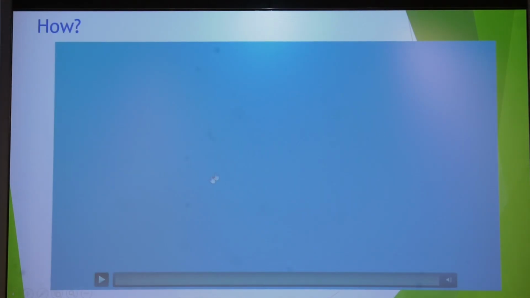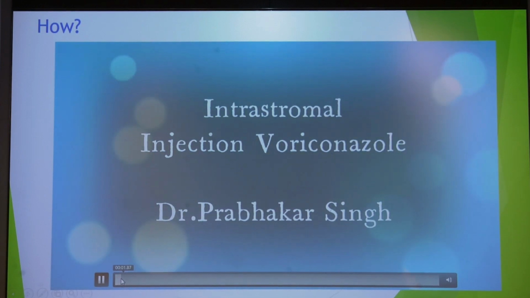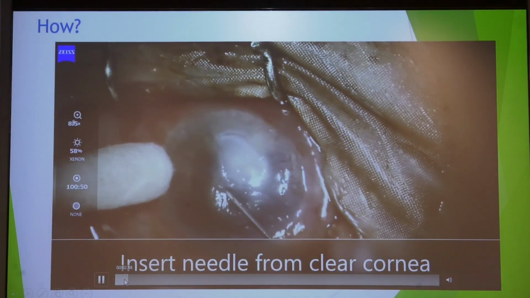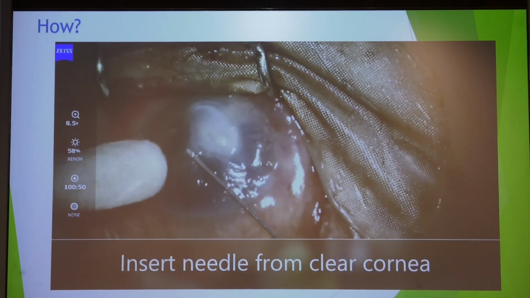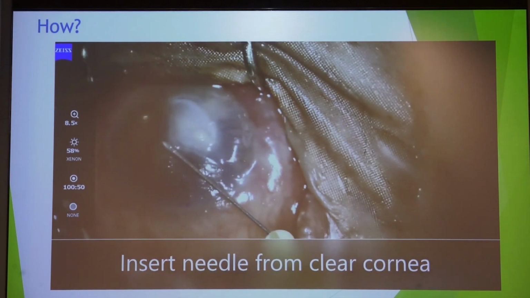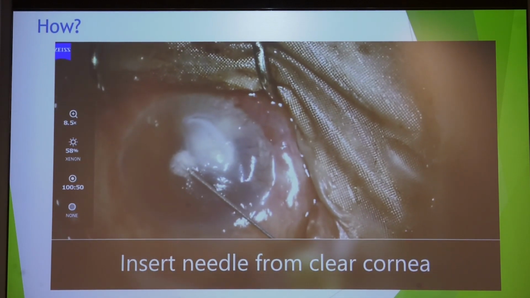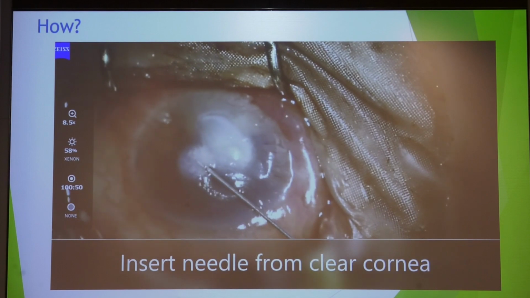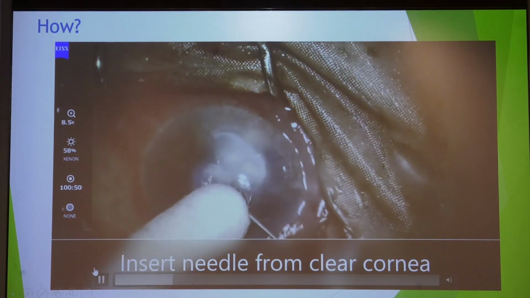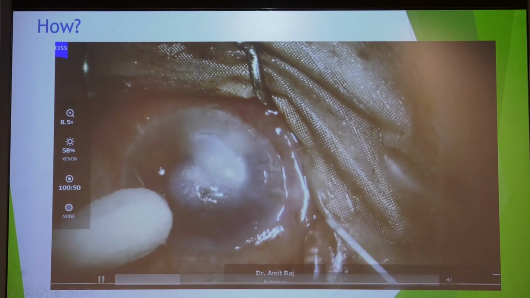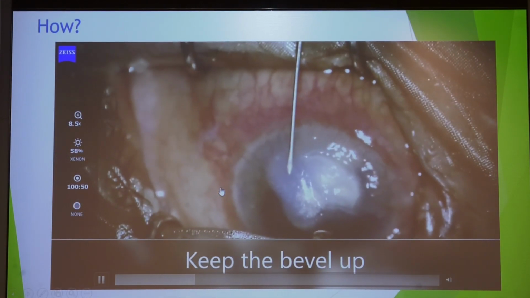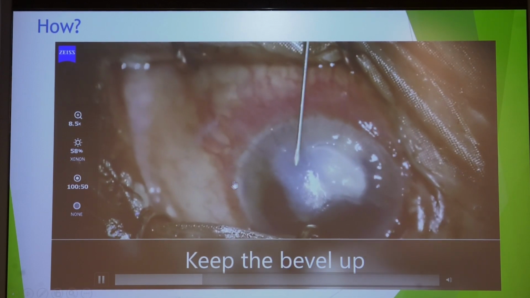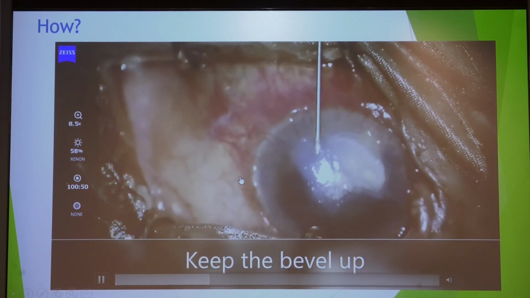So here is a short video that I would like to show you of how to give intrastromal voriconazole. Always remember that you have to be a little away from the infiltrate and start from the clear cornea and try to inject. Here you will see that initially there is some air which was in the needle, and subsequently you can see a zone of hydration which ensures that the drug has penetrated intracorneally. Always remember while giving the injection, the bevel should be up, and until the entire bevel is intracorneal, don't inject.